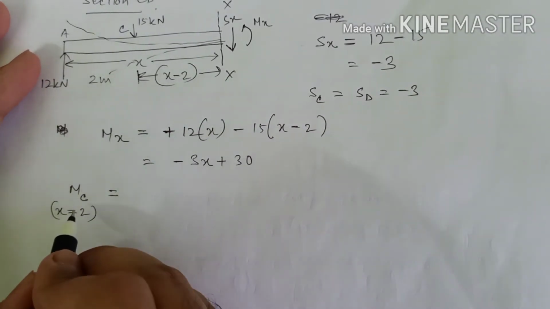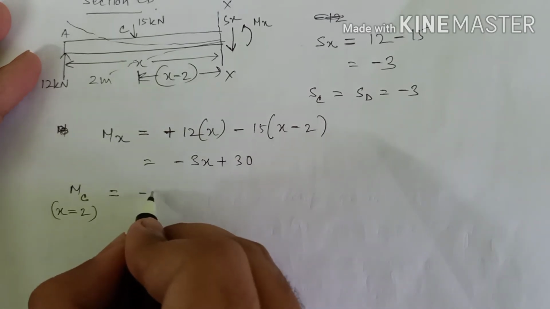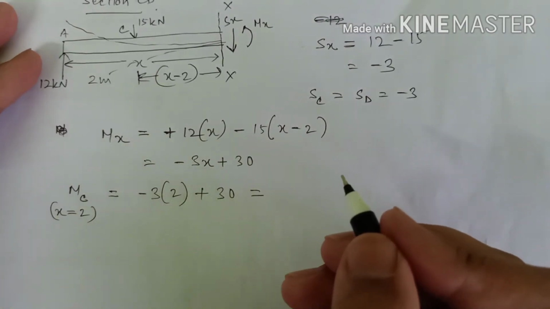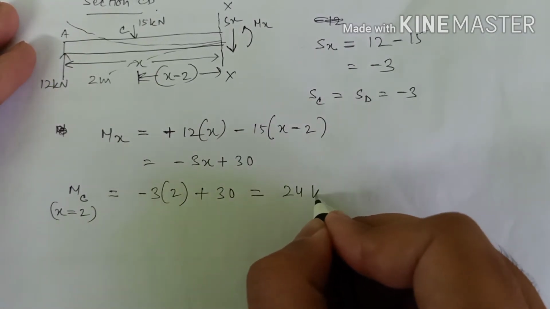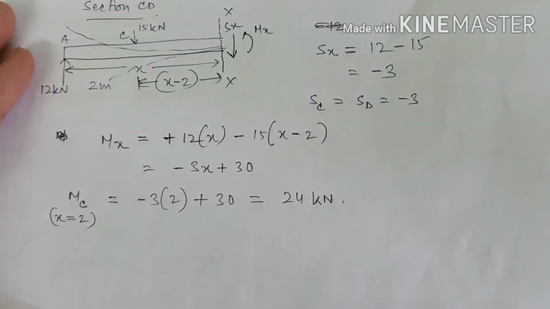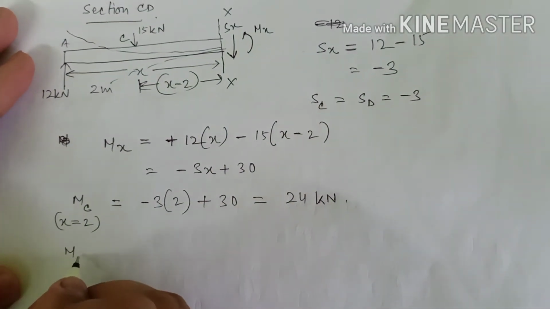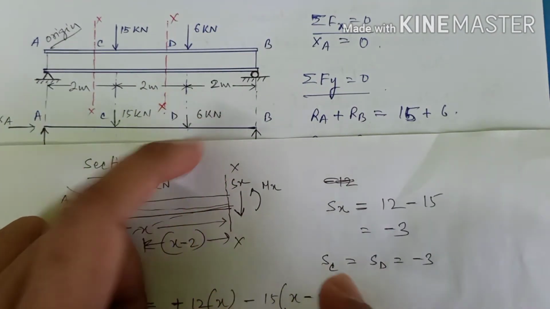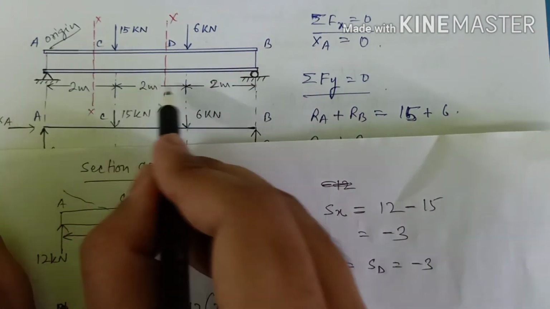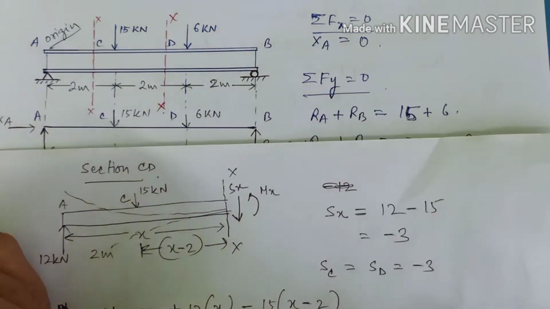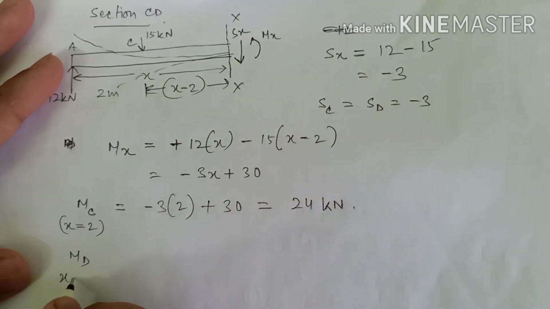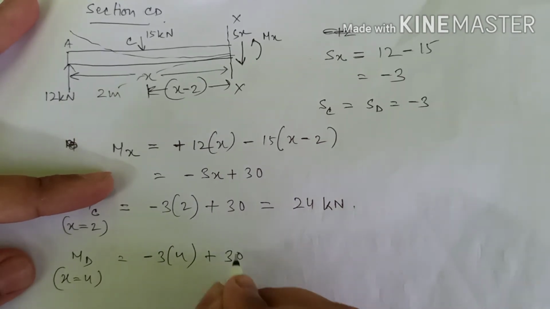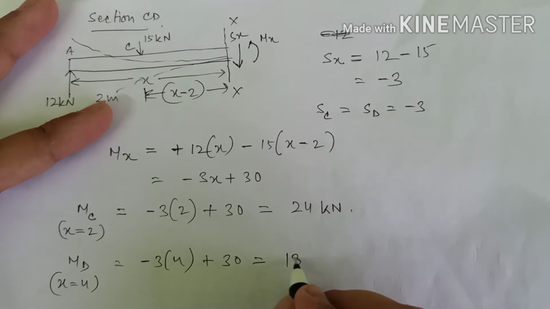Okay. So put x equals 2 in this equation, that is minus 6 plus 30. So it will give you 24 kilonewton-meters. Okay. So now what will be the bending moment at D? D is 4 meters from the origin. Like this is our origin, that is 4 meters from the origin. That means we have to take x equals 4. Very simple guys. Okay, so it will be 18 kilonewton-meters.